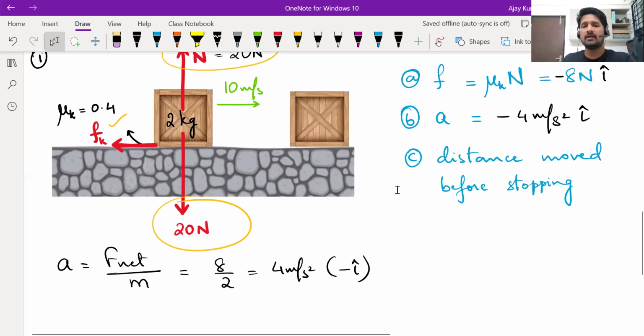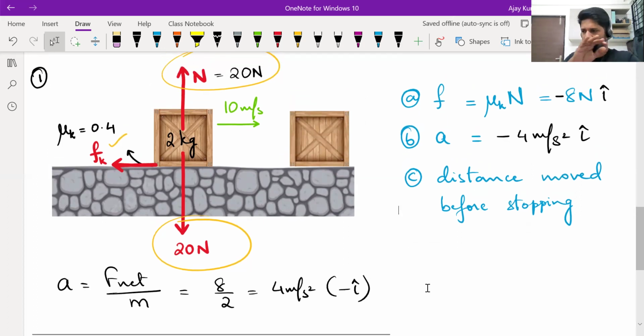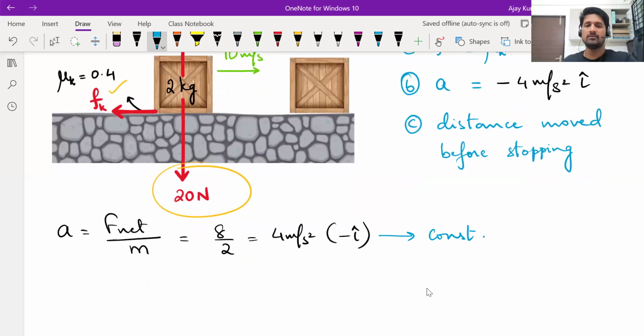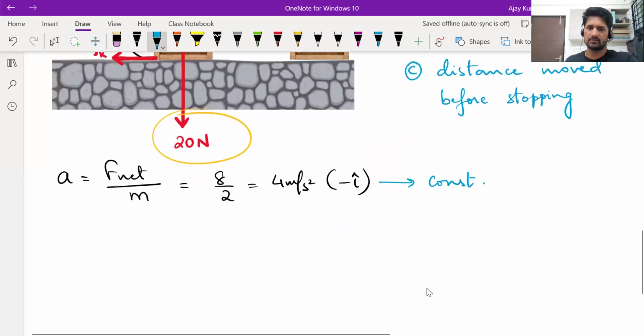Okay, you tell me, when are equations of kinematics applicable? When acceleration is constant. We need to ensure that first. Now see, the surface on which the block is sliding is horizontal. Since the surface is horizontal, normal force will always be 20 newtons. If normal force is always 20, friction will always be minus 8, acceleration will always be minus 4 as long as it slides. So we can say that this acceleration is going to remain constant, and we can use equations of kinematics to find out the stopping distance.